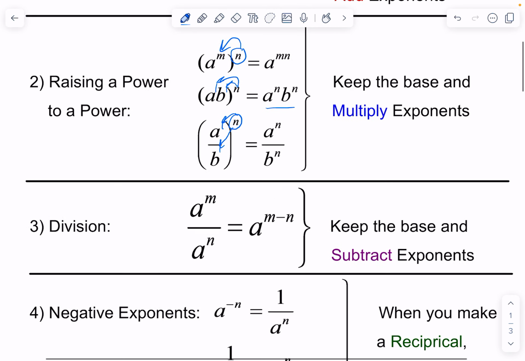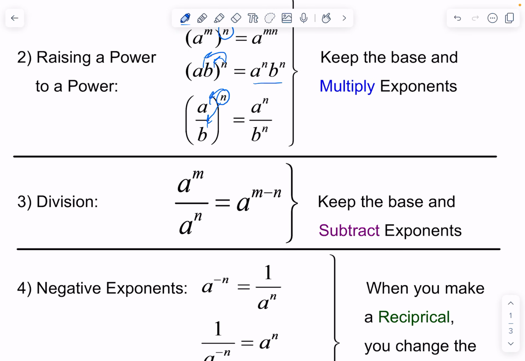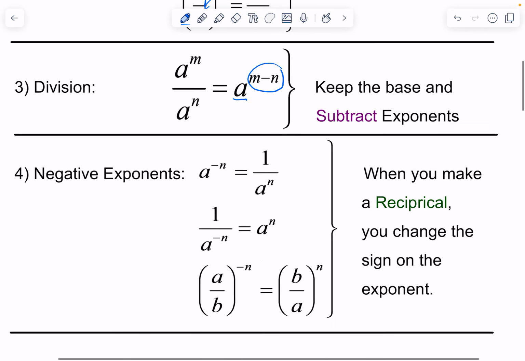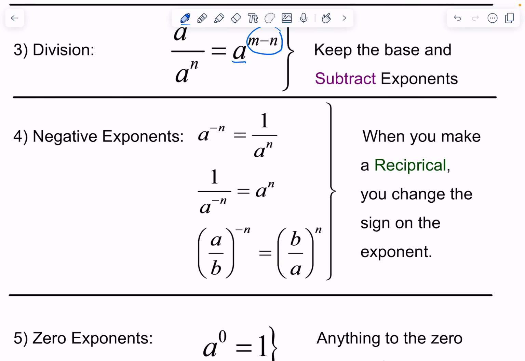For division of monomials, when you're dividing the same base, remember that you're going to keep the same base and subtract the exponents. Remember that with negative exponents, you can turn a negative exponent into a positive by simply bringing it down to the denominator. Or if the exponent is negative in the denominator, you can simply move it up to the numerator to make it positive.